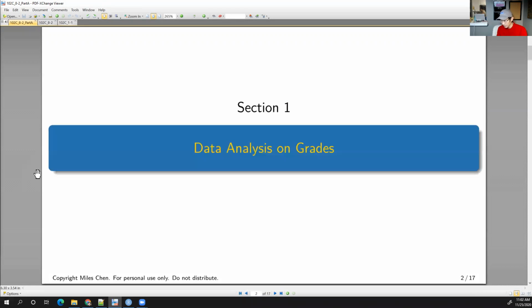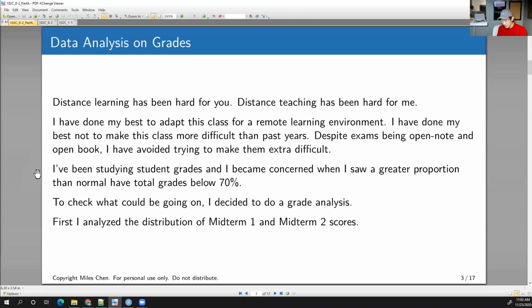When I was looking at grades, I'm going to start off not on lecture content, but on a data analysis I did on grades. I was looking at the distribution of grades, and I saw this year there seems to be a greater number of students who have scores less than 70%, which is like passing with a C, and lower than 70% puts students in danger.